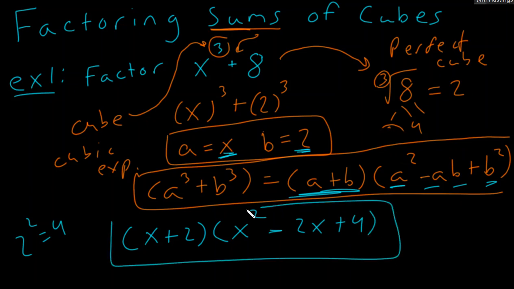And now we have taken x cubed plus 8, and we have factored it. So this was x cubed plus 8. Well, this is what it really breaks down into: x plus 2, parentheses, x squared minus 2x plus 4. And there we go. Alright guys, let's move on to our second example.